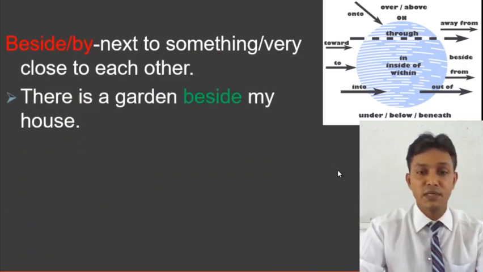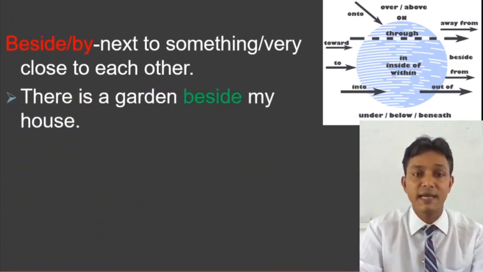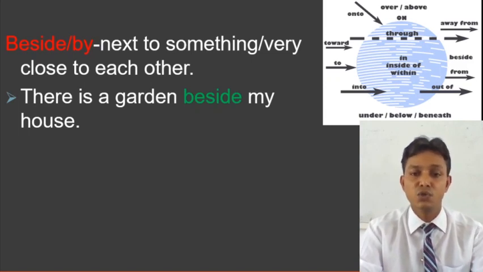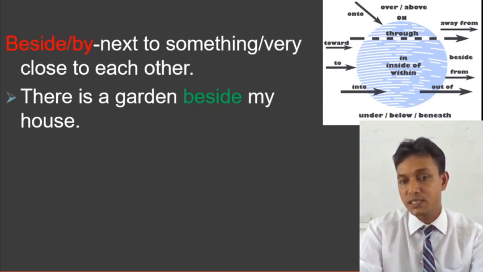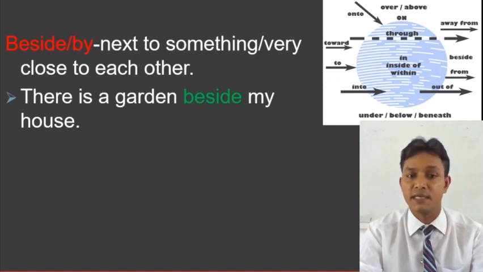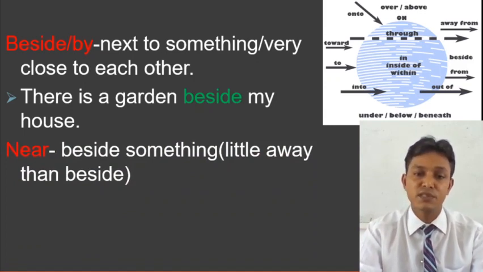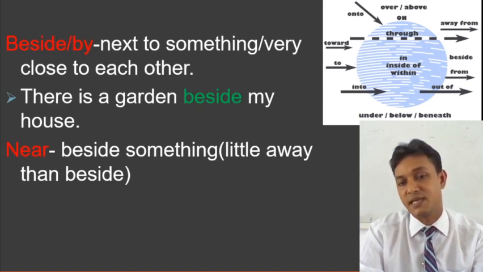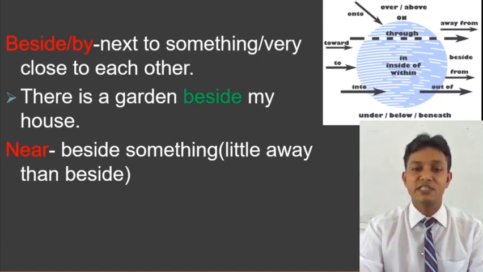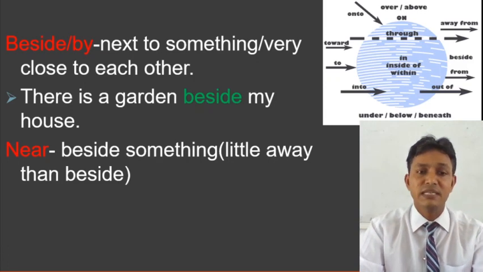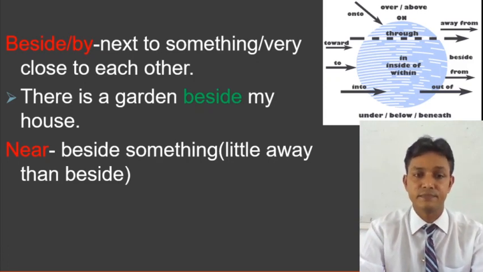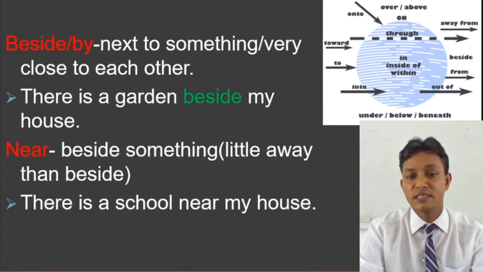Then we are going to discuss by and beside. By and beside are used to mean next to something or very close to each other. When two things or two persons are very adjacent or very close to each other, we use the preposition by or beside. Then about near. We use near when the distance between two persons or two things is a little more than beside. That means if the distance is a little away, we use near instead of beside. There is a school near my house.